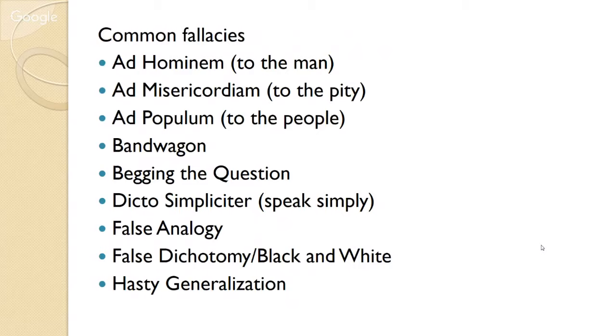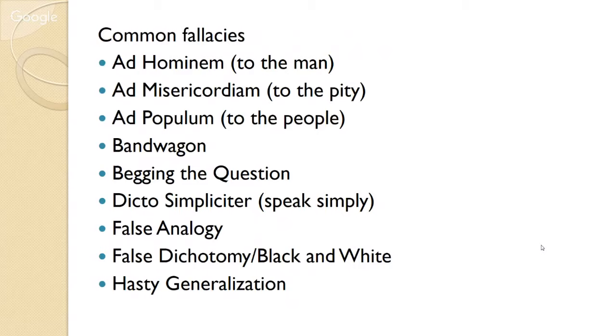Ad populum, or to the people, is an appeal to public pressure or prejudice. So, because something is popular with the people, it must be good. So let's say this product is more popular or sells more units than this other similar product does. Therefore, the first product is better because it's more popular, which isn't necessarily true. Just because something is popular doesn't make it right or good.